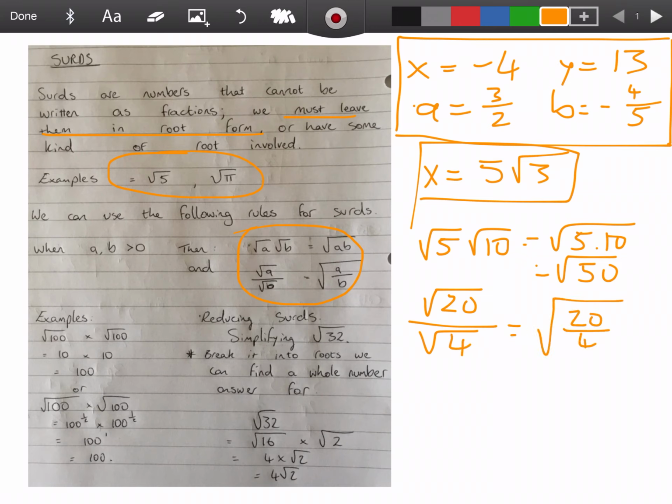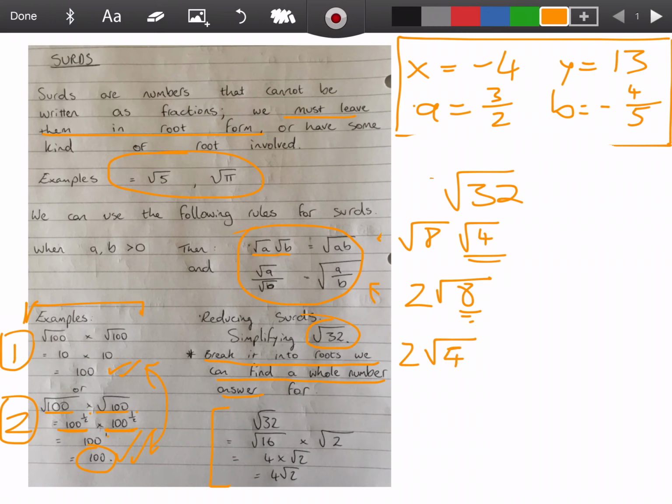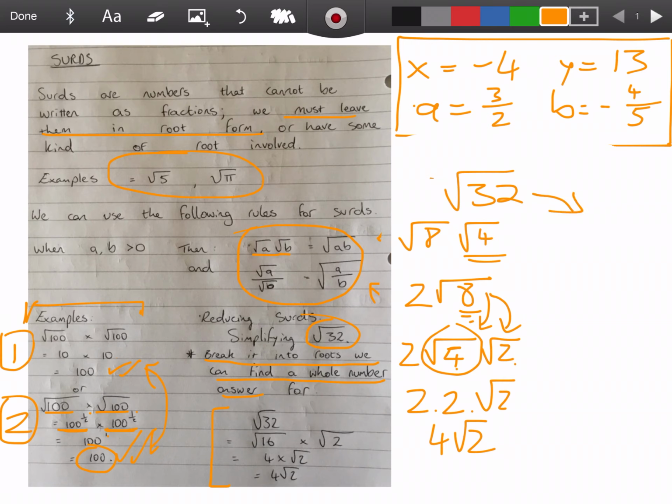The same again. I could have 2 by the square root of 4 times the square root of 2, because those two things are the same, aren't they? And I break that down into 2 parts because 4 times 2 gives me 8. So then I've got that again, and I know that that becomes 2 again. So that would be 2 by the square root of 2, which becomes 4 times the square root of 2. So that's fine.